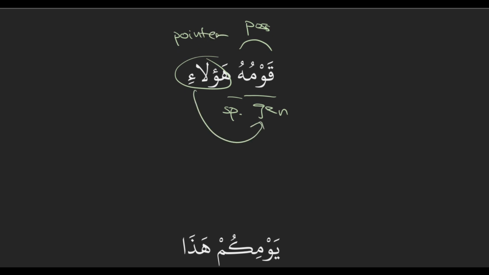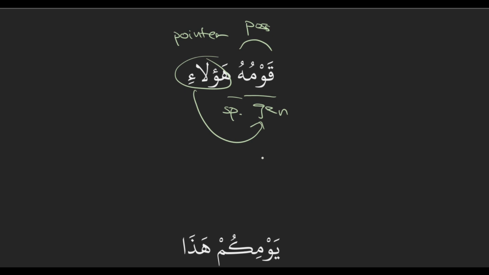Okay, قومه هؤلاء. Can you tell me what's happening here? Well, قوم is general. The pronoun is specific. So we have a possessive. Good. And then هؤلاء is a pointer word, coming after the possessive fragment. So this pointer is pointing to the entire fragment. When you have a pointer word coming after a possessive, it's pointing at it.